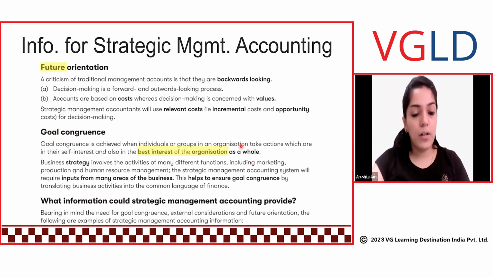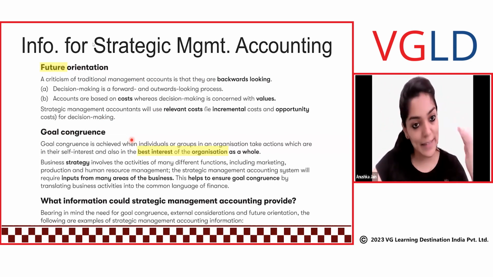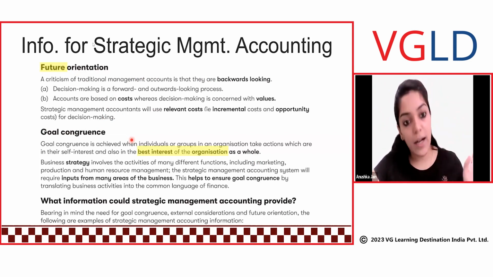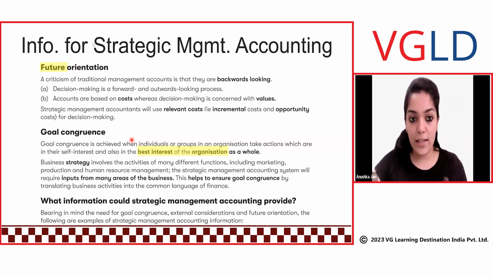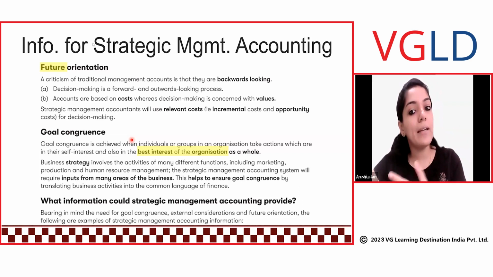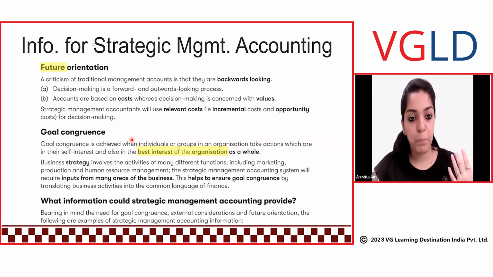So the next feature of strategic management accounting is that it is future looking. A criticism of traditional accountants is that they are backward looking. When you are preparing your financial statements, you report what your sales were for the year ended, what has happened in the past. What is your cost in the past year? What is your profit? So you report on only backward data.